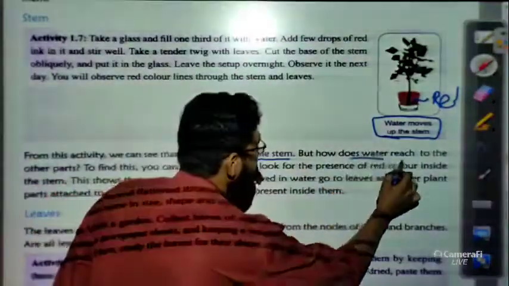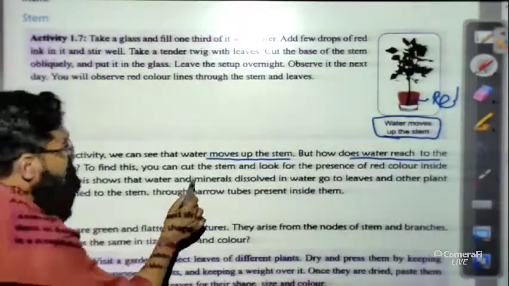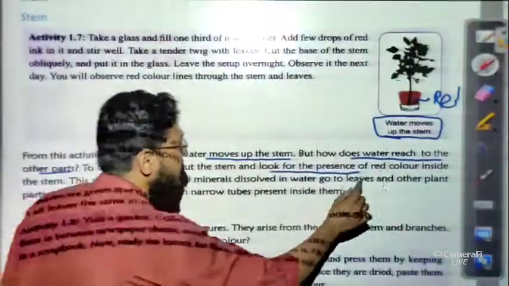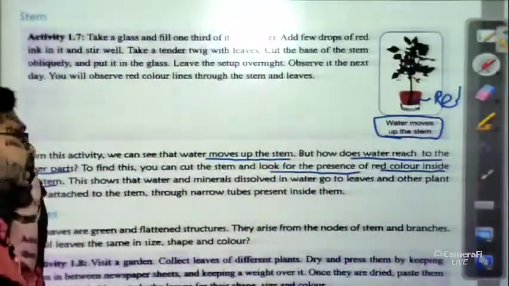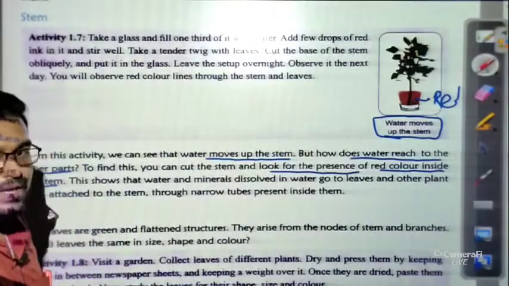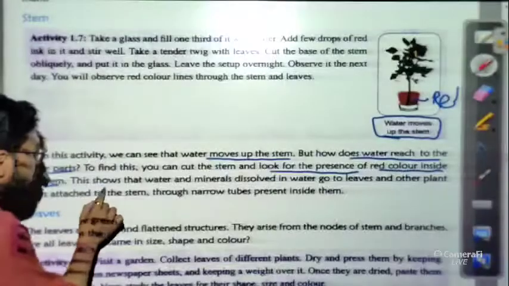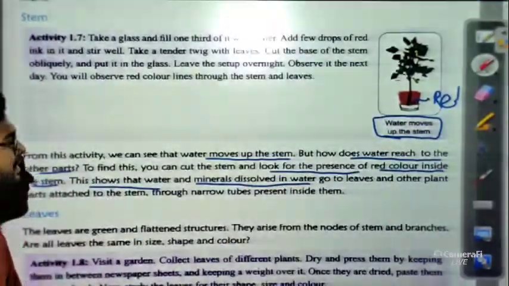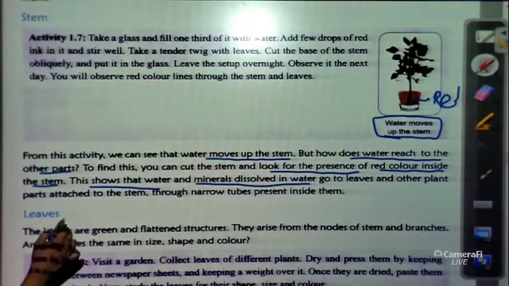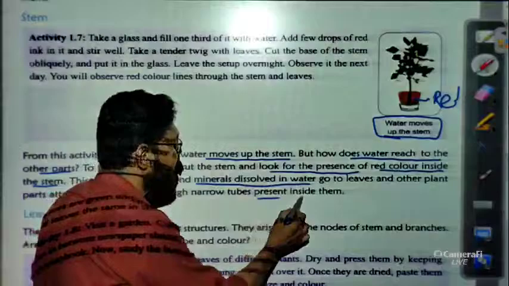But how does water reach the other parts? To find this, you can cut the stem and look for the presence of red color inside it. After the activity you can cut the stem and find out in which portion the red color has gone. This shows that water and minerals dissolved in water go to the leaves and other plant parts attached to the stem through narrow tubes present inside them.